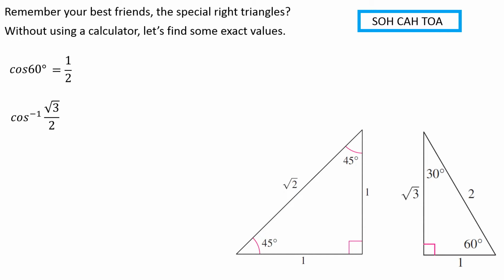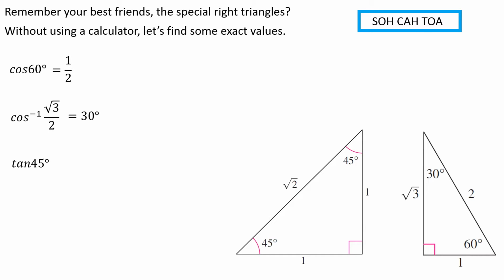Now, what if we're trying to go backward? What if I want the inverse cosine of root 3 over 2? What kind of angle am I standing in? Where am I if the adjacent leg is root 3 and the hypotenuse is 2? It looks like we're standing in a 30-degree angle. So the inverse cosine of root 3 over 2 is exactly 30 degrees.